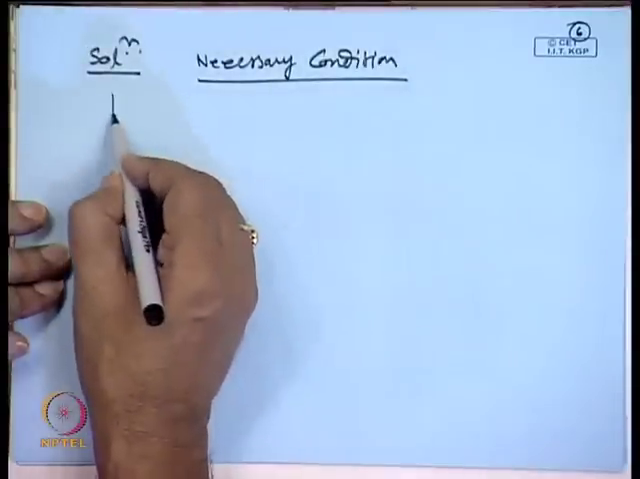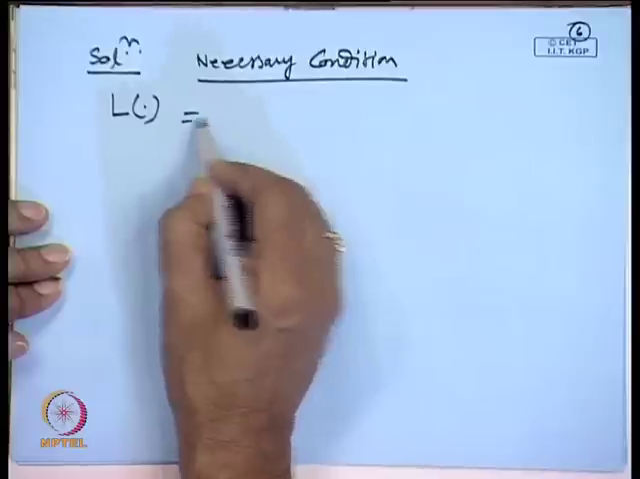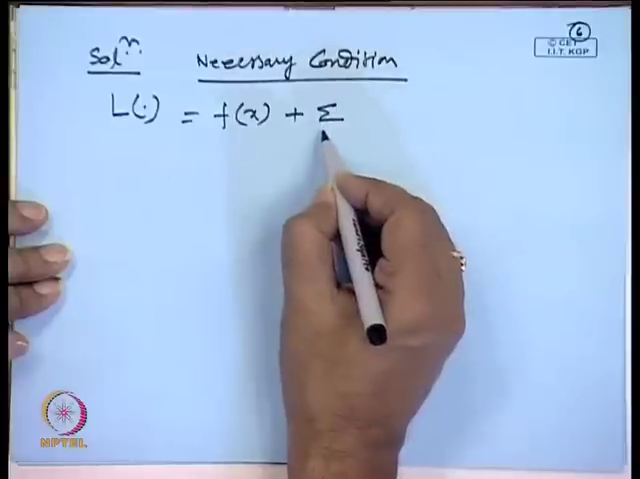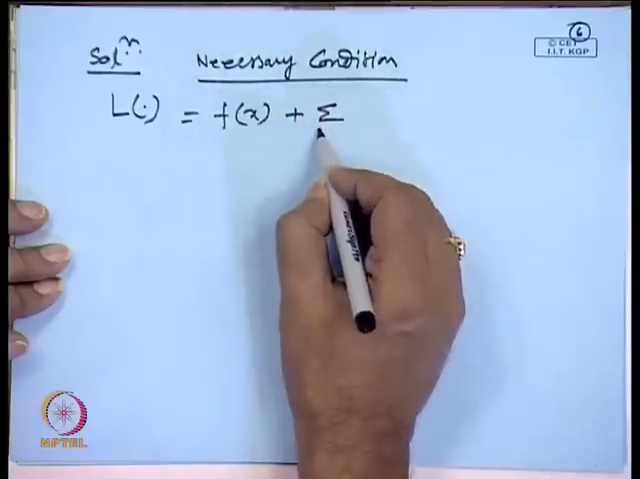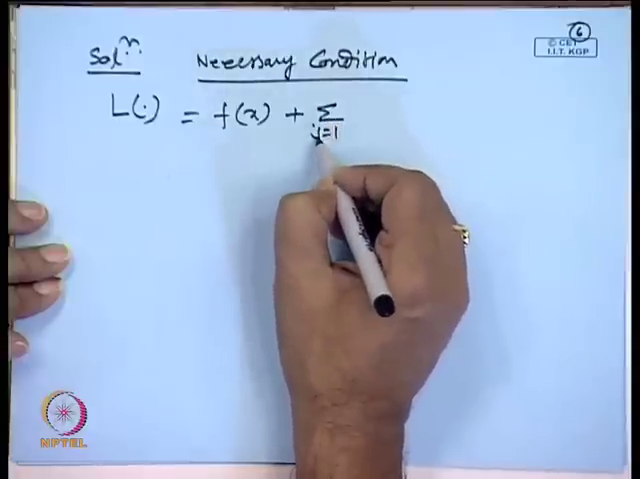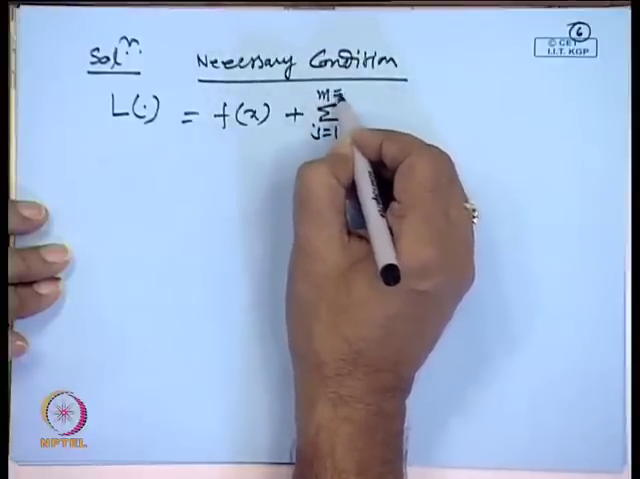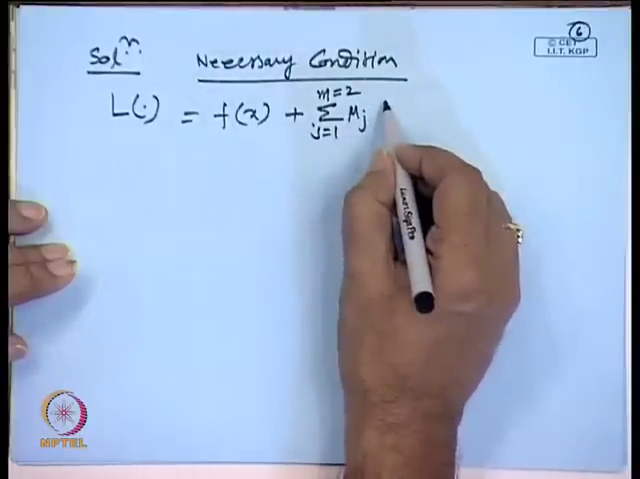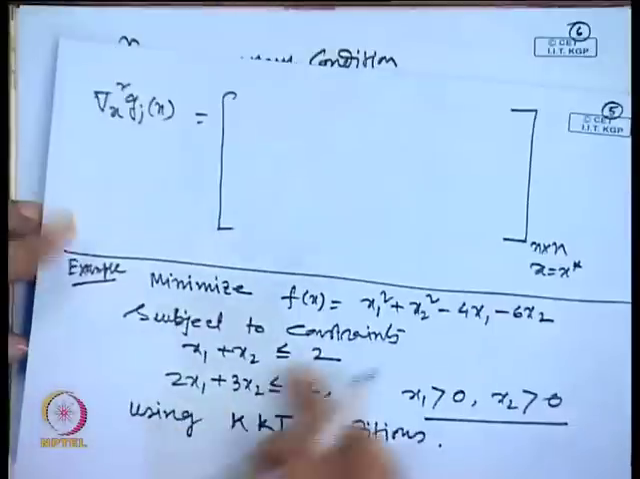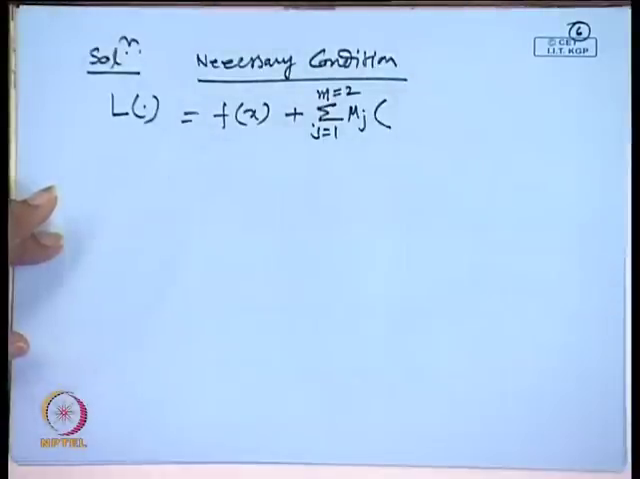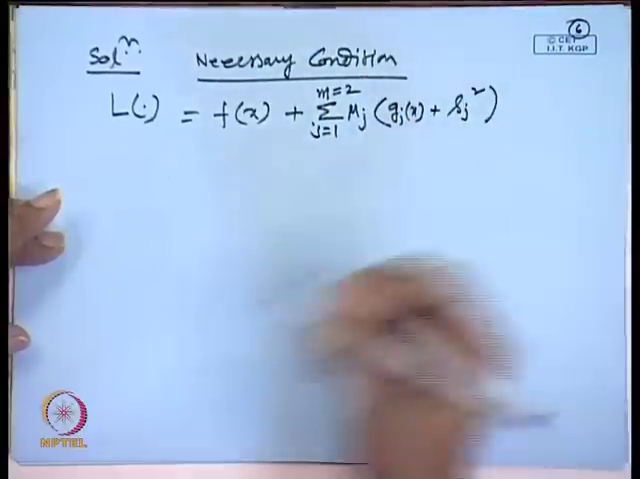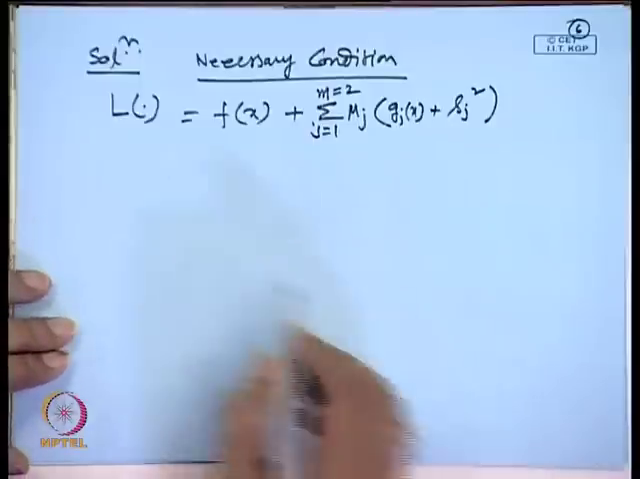First we write the Lagrangian function: f of x plus the summation, there is no equality constraint so that term will not come into the picture, over the inequality constraints j equals 1 to m, in our case m is equal to 2, there are two inequality constraints, mu j times g j of x plus s j square, where we have converted the inequality constraint into an equality constraint. Now I use the necessary conditions for this one.